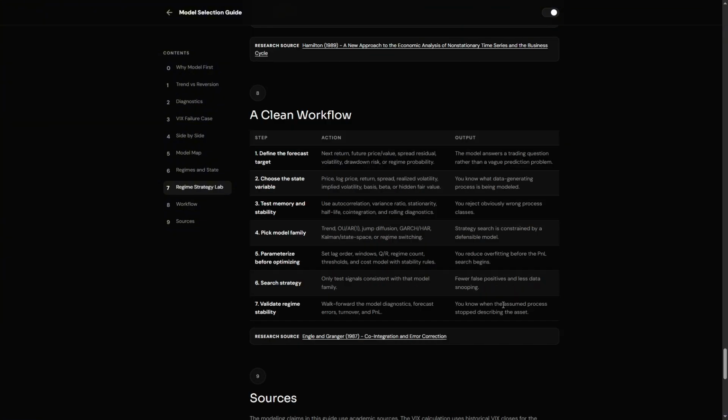So here is a clean workflow for you. Once you've got the model family, the next failure mode is parameterizing against PnL. Set your lookback windows, lag order, regime count, Q/R ratio, thresholds, all of it, before you look at strategy returns. Use forecast error, information criteria, and parameter stability. If you optimize those against PnL, you just reintroduce the degrees of freedom problem that model selection was supposed to constrain. The workflow is: forecast target, state variable, diagnostics, model family, parameterization, and then signal search. Strategy search is step 6. Everything before is model selection.